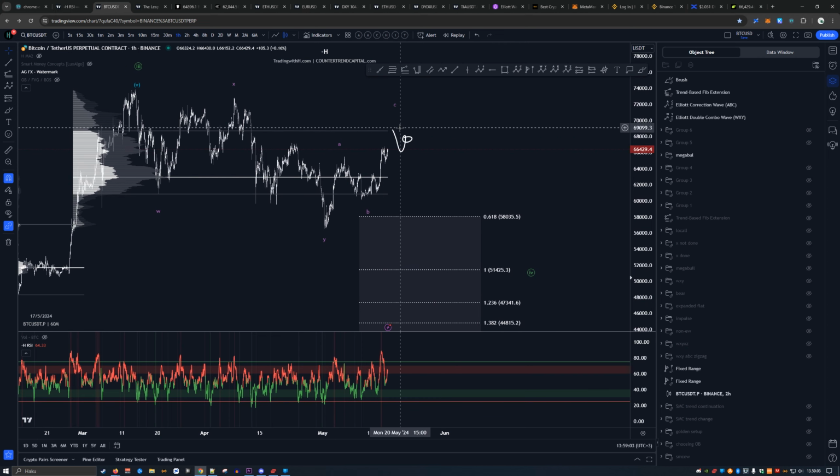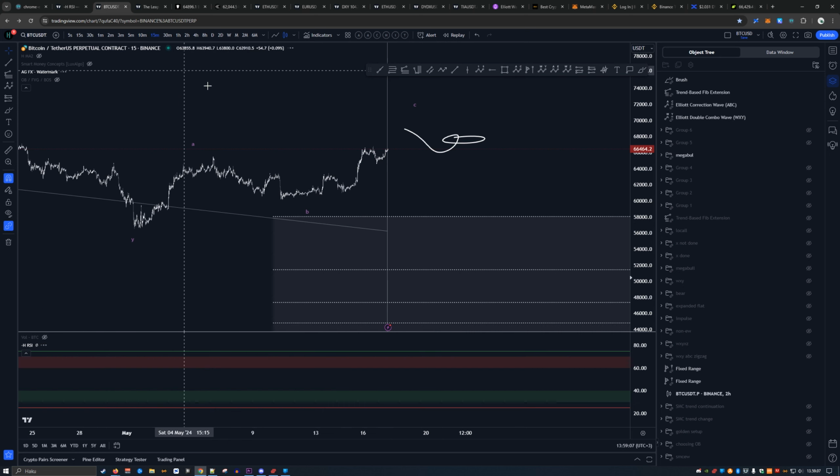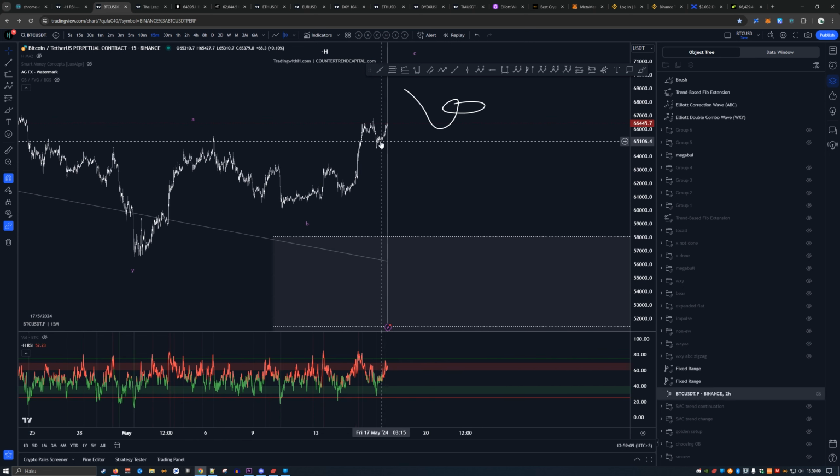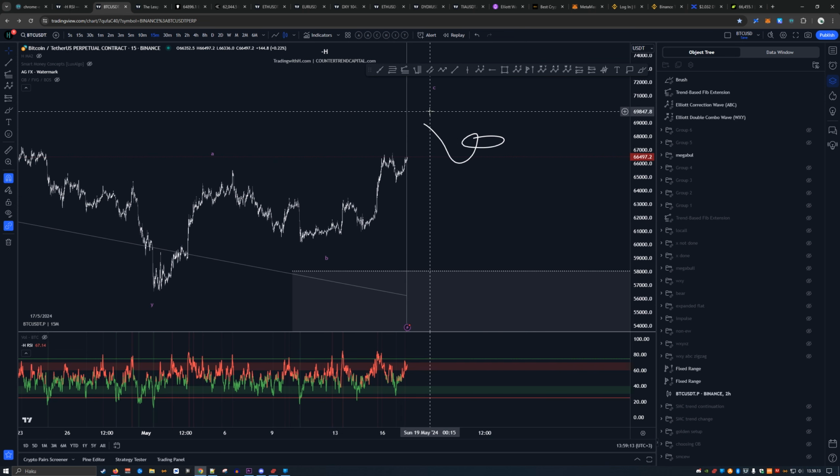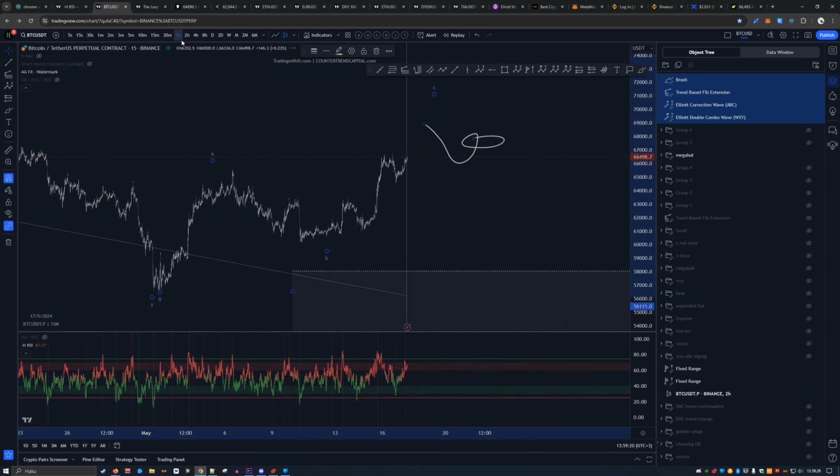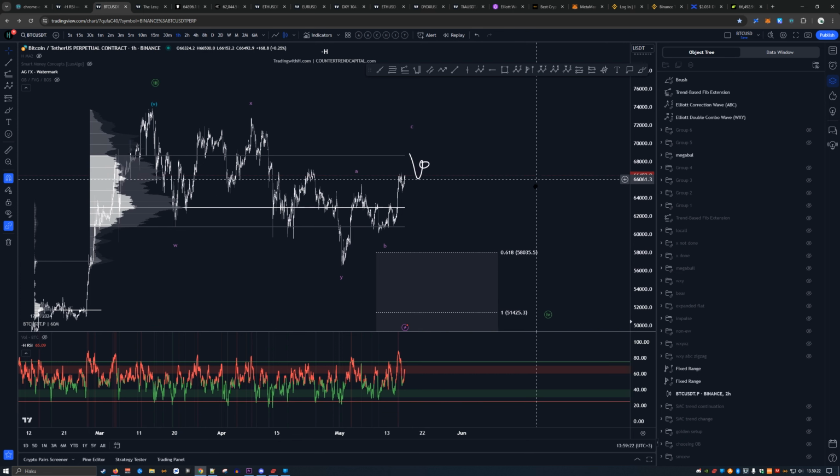But yeah, that is the main plan at the moment. Wait for this to resolve itself. I think we had another trade here, and now we're expecting it to come up a bit higher, and then of course taking profits on the way is very important, as the market can surprise us.